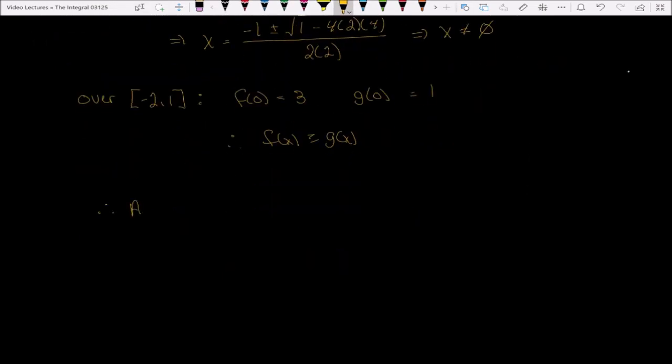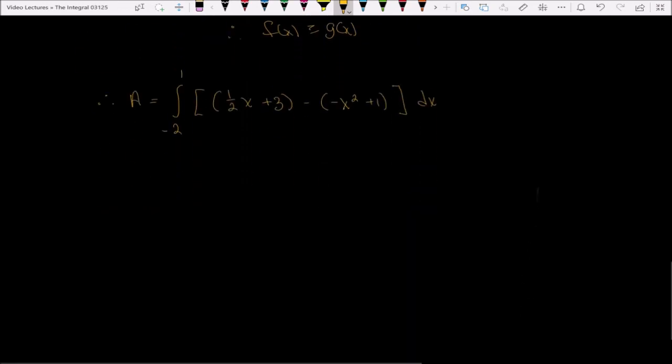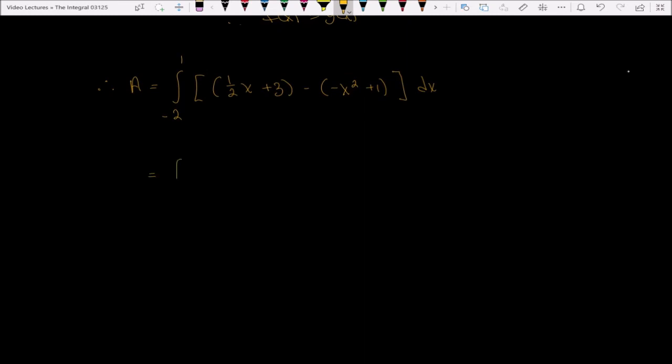Therefore, the area is the integral from negative 2 to 1 of f of x, which is a half x plus 3, minus g of x, negative x squared plus 1, dx. This is the integral from negative 2 to 1 of x squared plus a half x plus 2 dx.